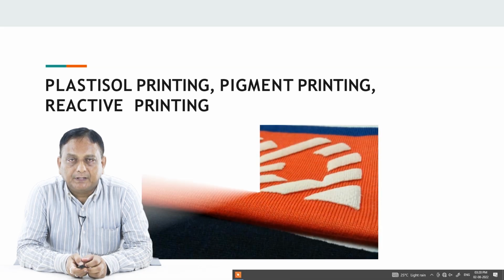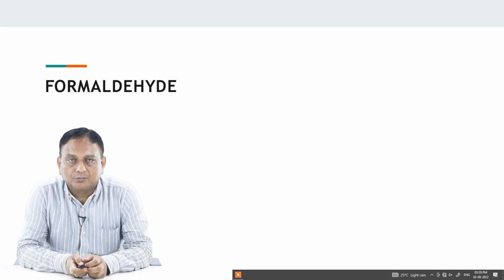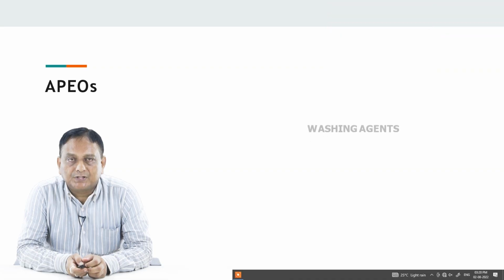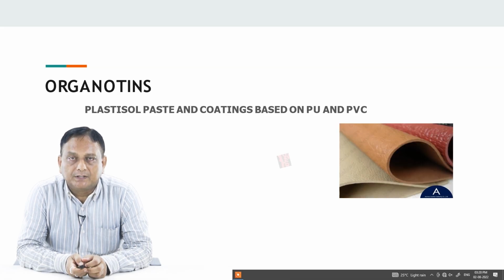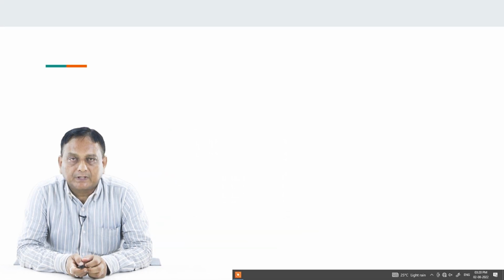Pigment printing, reactive printing, which are very, very important in the garment stage also. So they also need to be checked for formaldehyde, binders and fixer used in the pigment printing. So formaldehyde needs to be checked. APEOs need to be checked in washing agents and also in different areas of dispersants and softening agents. Organotin, yes, plastisol paste or the coatings based on PVC are getting used. So those are the areas that actually need to be concentrated upon.